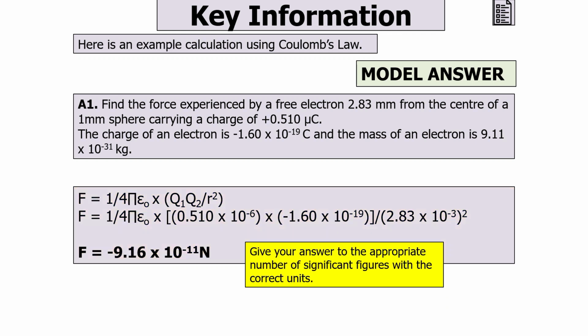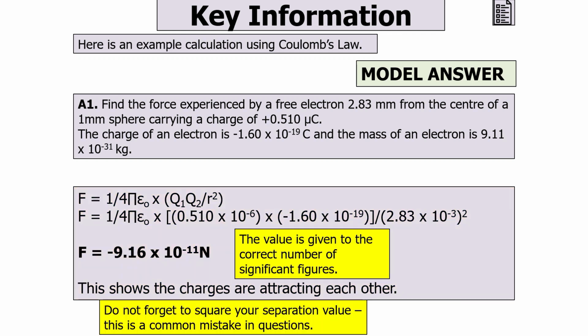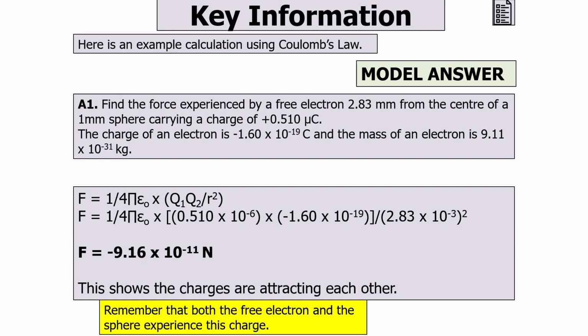Finally, you give your answer to the appropriate number of significant figures with the correct units, and you state whether the force experienced by an object is either attraction or repulsion. Because it's a negative value, it shows that our charges are attracting each other. As I said before, do not forget to square your separation value. It's a common mistake in questions. And remember that both the free electron and the sphere are experiencing this force.